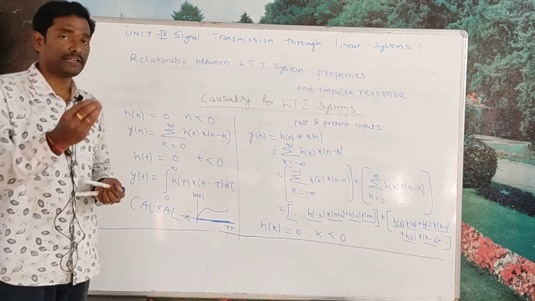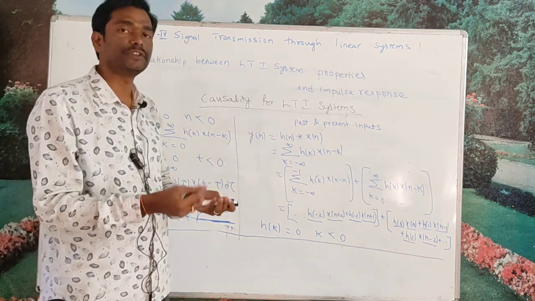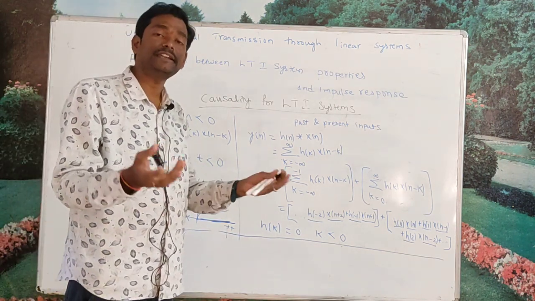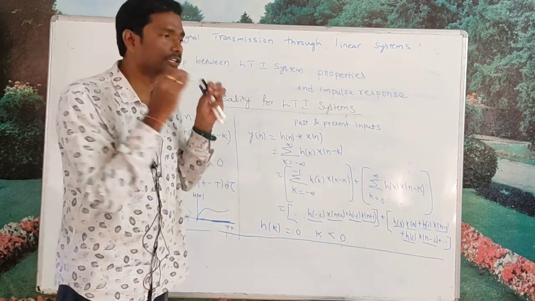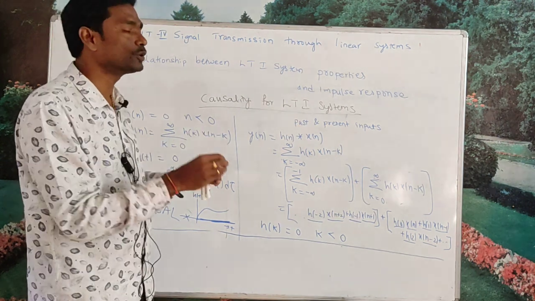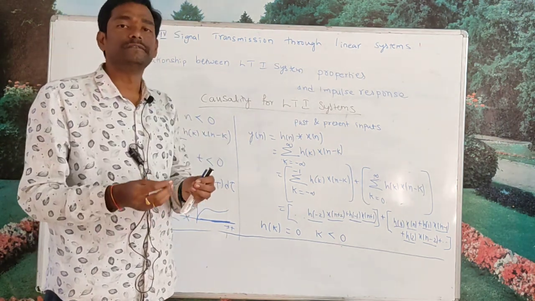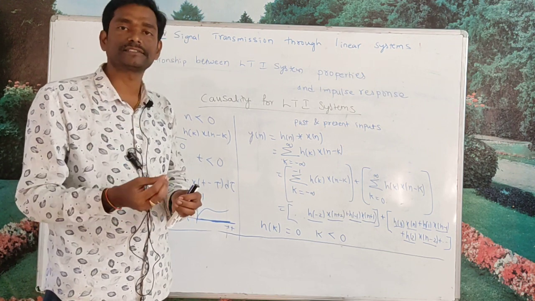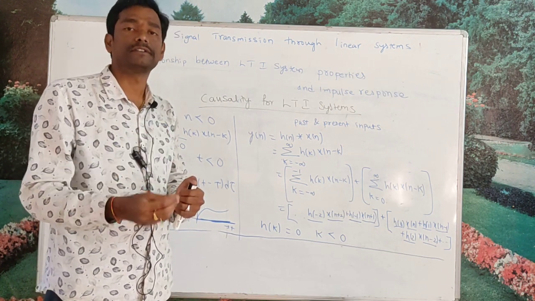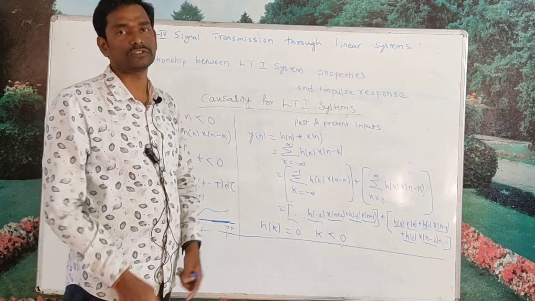Otherwise, the system is non-causal. Earlier, we have seen systems with and without memory, and we have related all these system properties with the impulse response. By looking into the impulse response, we will be able to tell whether the system is a memory system or a memoryless system, or whether the system is causal or non-causal.